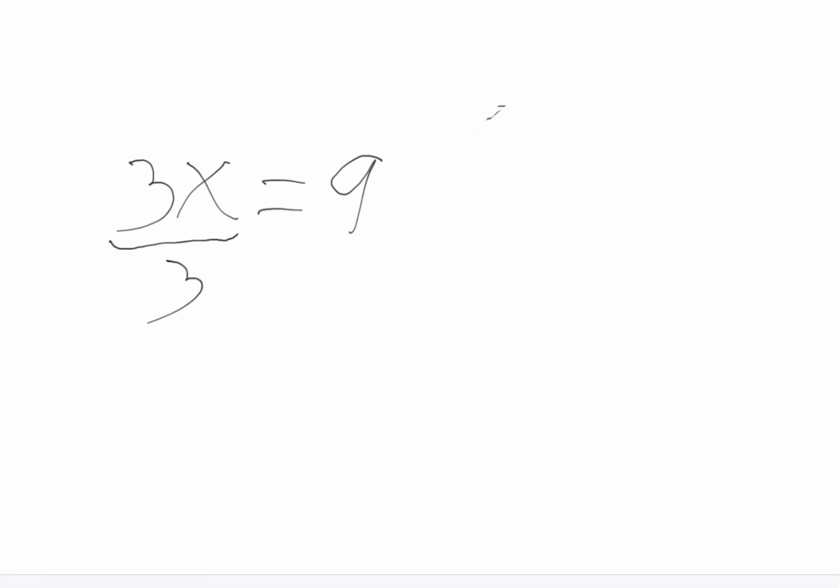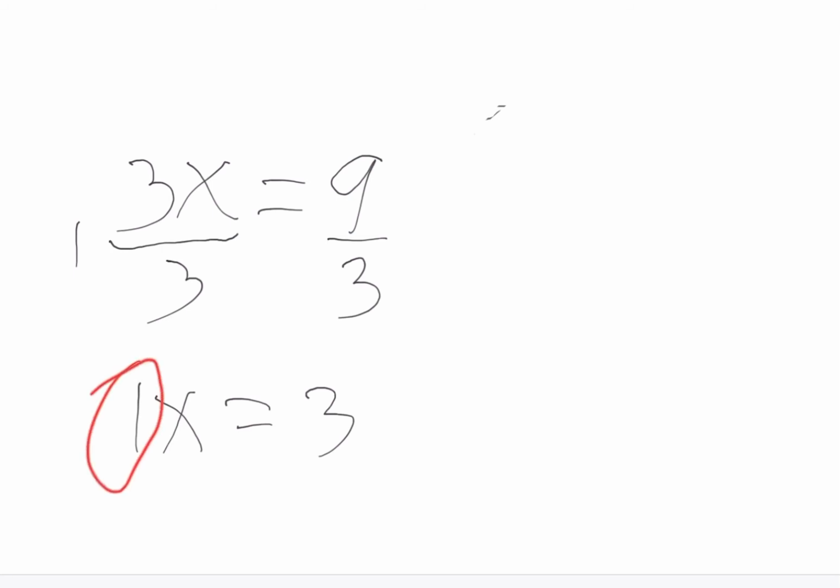Now look at this. What is 3 divided by 3? It's 1, right? So this turns into 1x equals. Now remember, I just divided by 3 on this side. That means that this is no longer equal. So what do I have to do? I have to also divide by 3 over here. So 9 divided by 3. And again, this looks like a fraction because fractions equal division. So 9 divided by 3 equals 3.